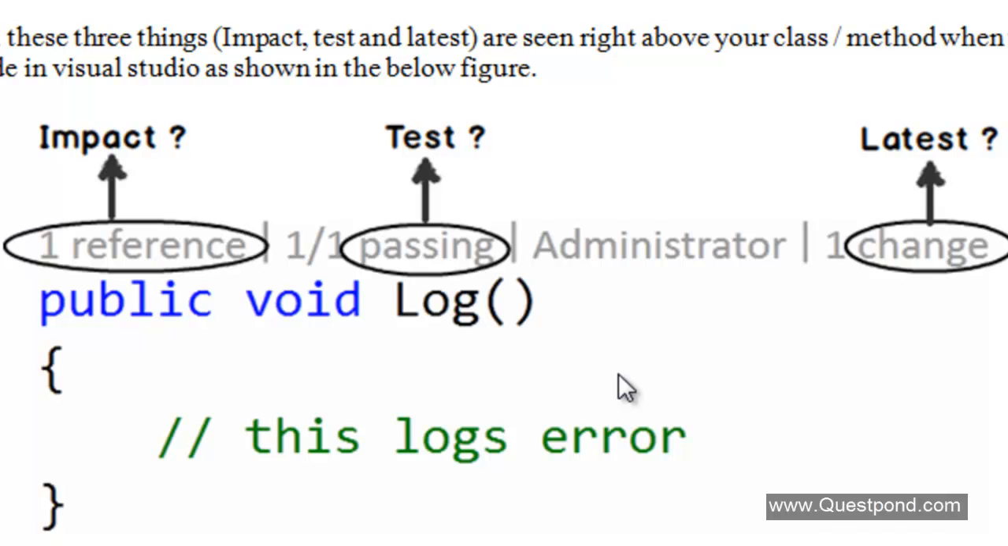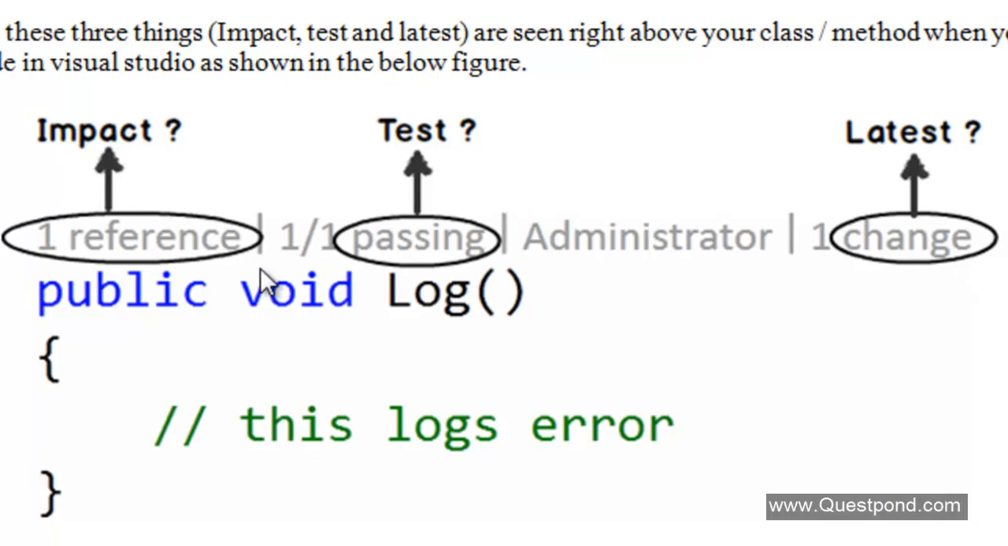So CodeLens provides three important pieces of information. What is the impact of changes if you make them in this method or the class? Has this method or the class been tested or not? And the last one is whether the code which you are modifying is the latest code or not. So let's go ahead and do a small demonstration of CodeLens, and let's see these three important advantages of CodeLens.